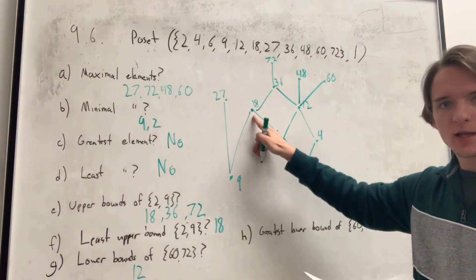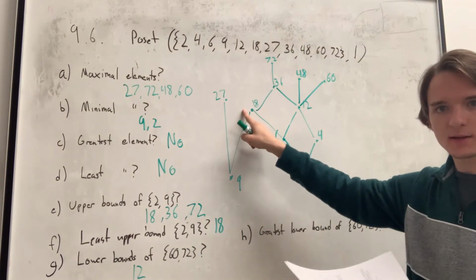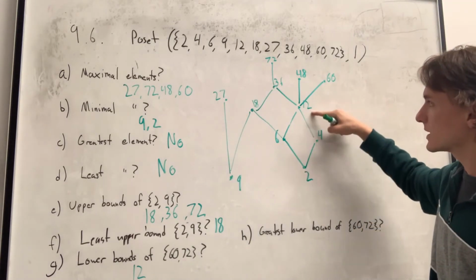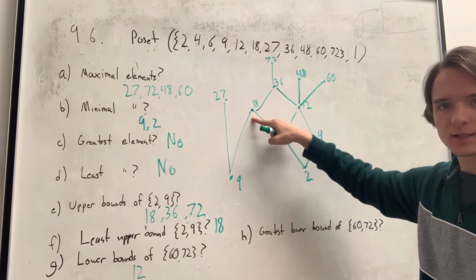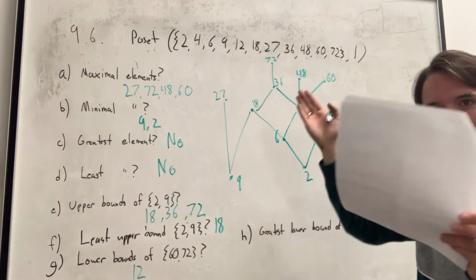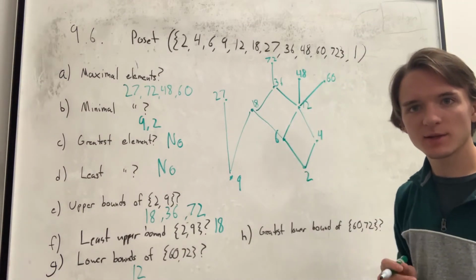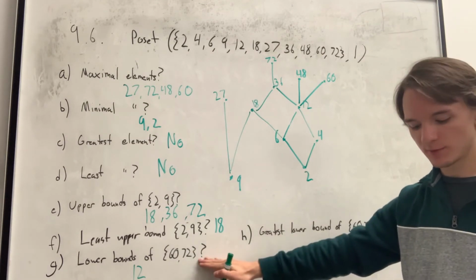18 would not be a lower bound because although we go down and down again to get from 72 to 18, we have to go down from 60, up from 12, and down from 36 to get to 18 from 60. So because you don't just go down on both to get to the same element, we would not say that 18 is a lower bound of 60, 72.